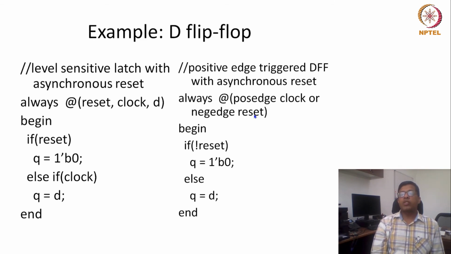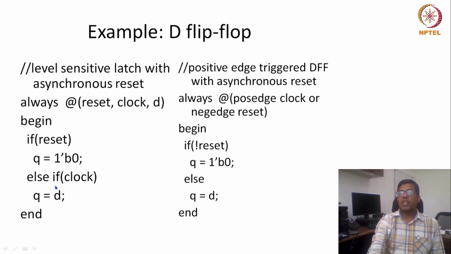Why are we writing negative edge of the reset? Because whenever there is a negative edge, only then is there the possibility of reset being 0. So if there is a negative edge of the reset or a positive edge of the clock, then this always block will get triggered. Again, because reset is asynchronous, it has higher priority. So if reset is 0, then we say Q equal to 0, or output is equal to 0. Else we say Q equal to D.